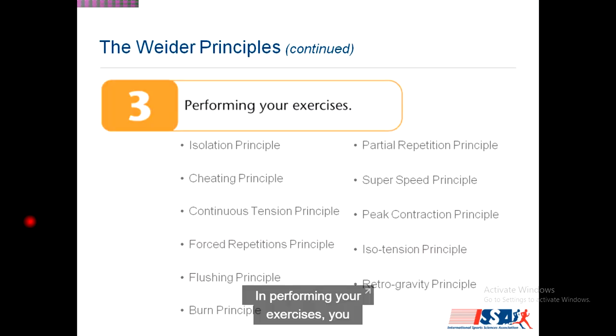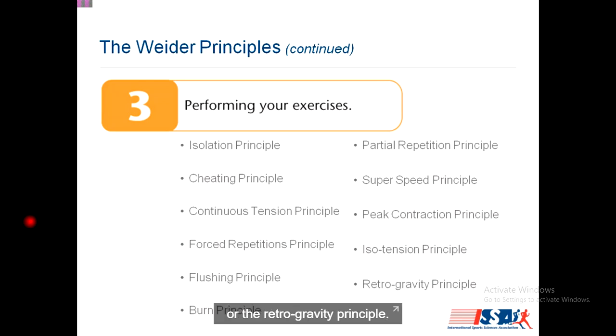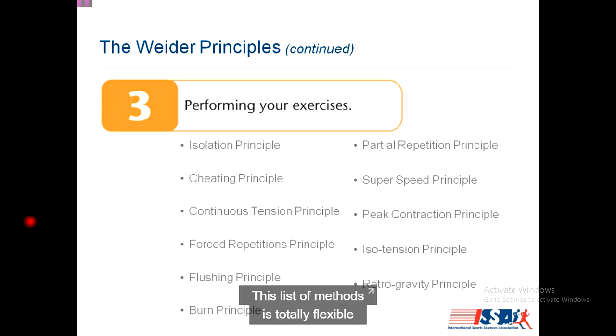In performing your exercises, you can adhere to the isolation principle, cheating principle, continuous tension principle, forced repetitions principle, flushing principle, burn principle, partial repetition principle, super speed principle, peak contraction principle, isotension principle, or the retrogravity principle. This list of methods is totally flexible and can be manipulated to optimize your and your client's training goals.